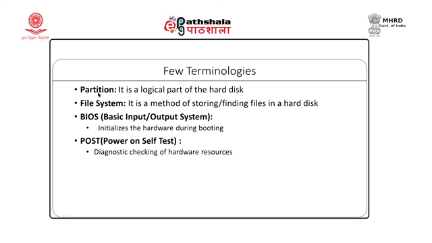First is partition. If there is a hard disk, we logically divide the hard disk into partitions. So, though there is a single hard disk, there can be multiple partitions, which is logical. There is file system. File system is a data structure which stores our files so that we can locate and index those files easily, and those files will be stored on our hard disk.